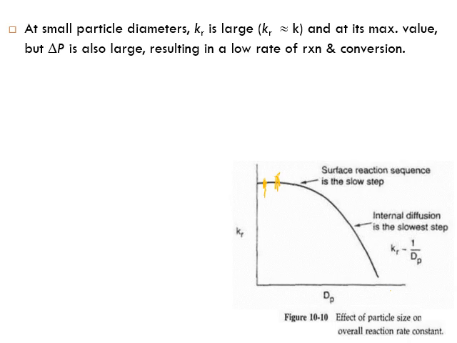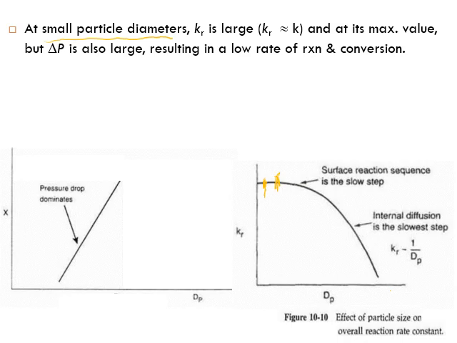So k_r is large, so you think the rate of reaction should be large. However, if you have a very small particle size, that means the voids between the particles would be very small. So the resistance to the flow will be high. The flow will experience high pressure drop. The pressure will reduce, and the volumetric flow rate will be large. Therefore, the concentration will be small, the rate of reaction will be small, and you will end up with a small conversion. So at a small particle diameter, k_r is large and at its maximum value, but the pressure drop, delta P, is also large, resulting in a low rate of reaction and conversion.